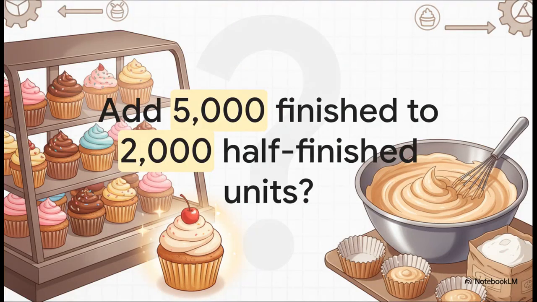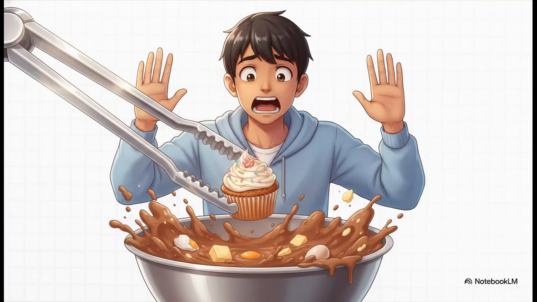Okay, let's just jump right in with a pretty simple question. I want you to picture a bakery. Let's say you just baked 5,000 perfect, beautiful, fully frosted cupcakes. But sitting right next to them on the counter, you have 2,000 cups of raw, half-mixed cake batter. If I were to ask you, how many completed cupcakes do you have? Would you add the 5,000 finished ones to the 2,000 raw ones and tell me you have 7,000 cupcakes? No way, right? You absolutely cannot mix finished and unfinished items.